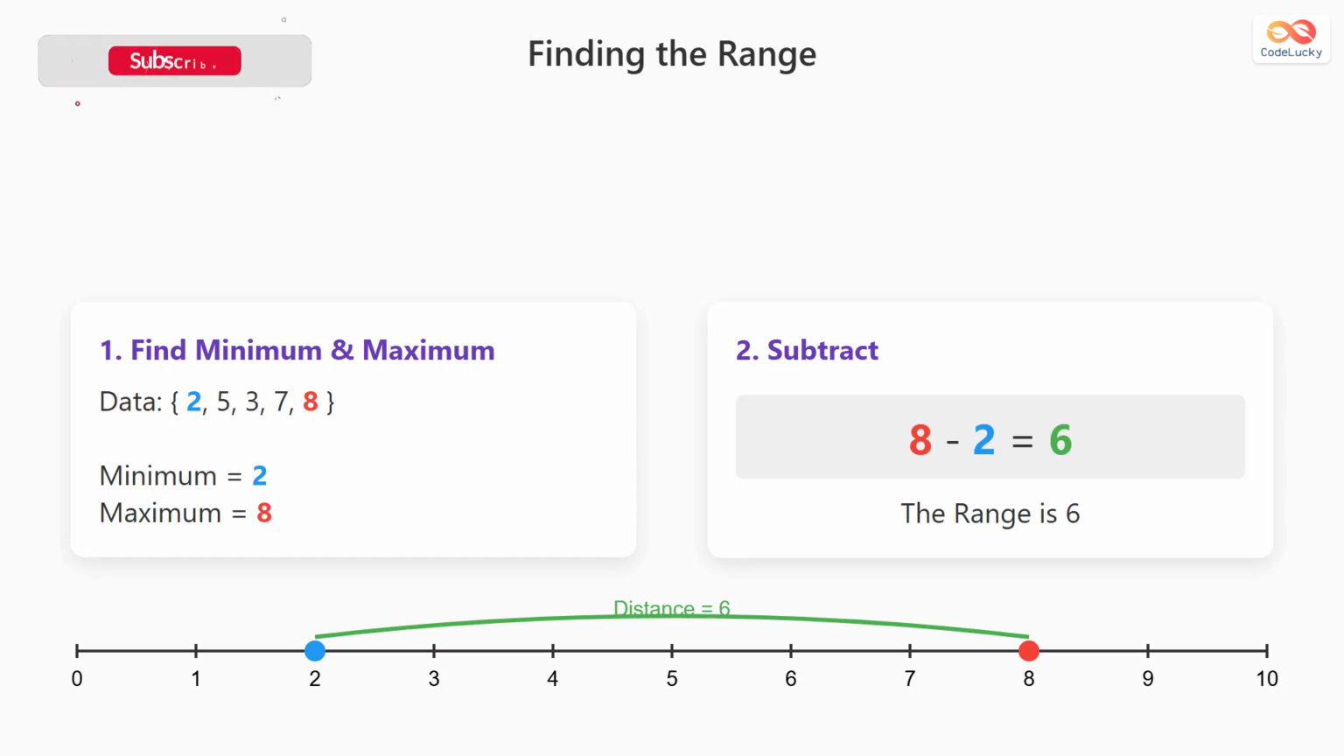First, we find the minimum and maximum. Looking at our numbers, 2 is the smallest and 8 is the largest. Now, we subtract the minimum from the maximum. 8 minus 2 equals 6, so the range of this dataset is 6. The distance between the smallest and largest number is 6 units.